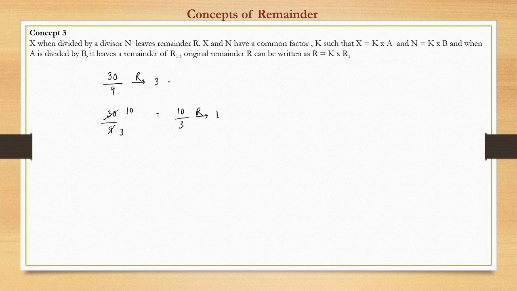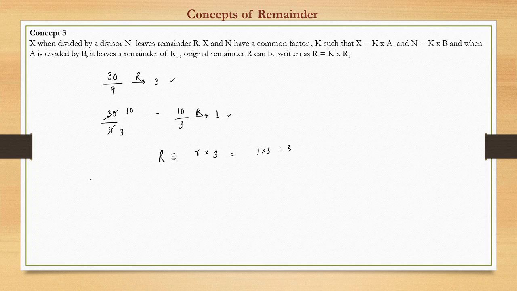So how do we get back to the original remainder when 30 is divided by 9? The original remainder would be nothing but this remainder, small r, into the common factor which was used to cancel out the numerator and denominator both. So here the common factor is 3, right? 3 divides 30 10 times and 3 divides 9 3 times. So the common factor is 3. Therefore it is nothing but 1 into 3, so 3. That is what it's saying.